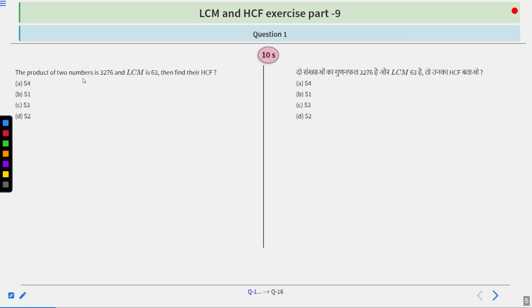The product of two numbers is 3276 and LCM is 63. Then find their HCF. The options are 54, 51, 53 and 52. These are the options, and I'm giving you 10 seconds to find out the correct answer. After that, I will do the solution.